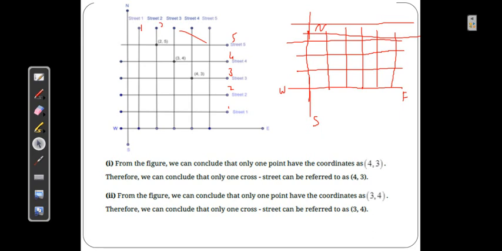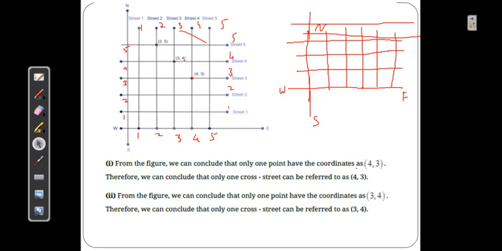So these are the coordinates 1, 2, 3, 4, 5, and these are the coordinates 1, 2, 3, 4, 5. What is the coordinate of this point? From x it is 4 and for y it is 3. So 4, 3. What is the coordinate of this point? It is 3 and 4. What is the coordinate of this point? There is only a unique way, no other way it can be crossed. So from the figure we can conclude that only one point has the coordinates 4, 3.